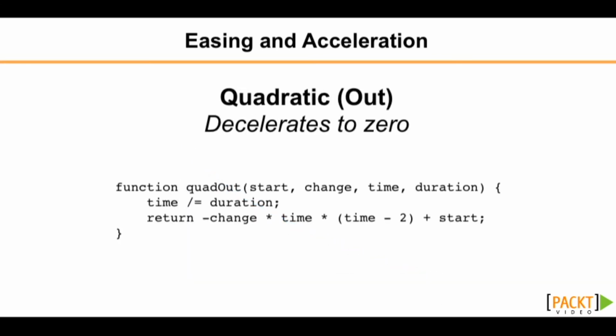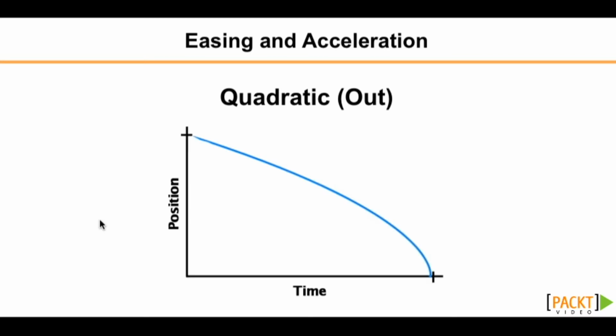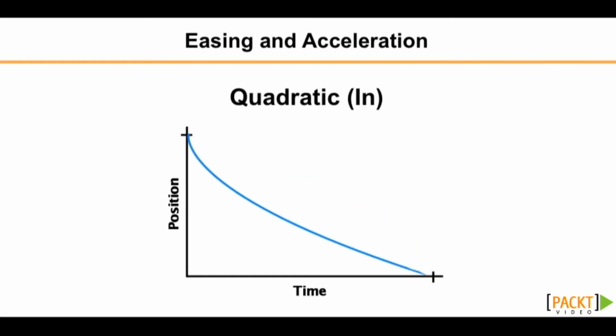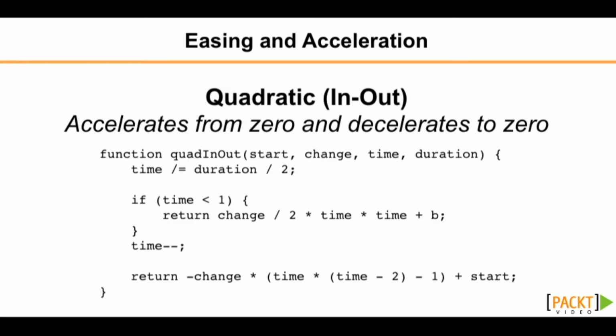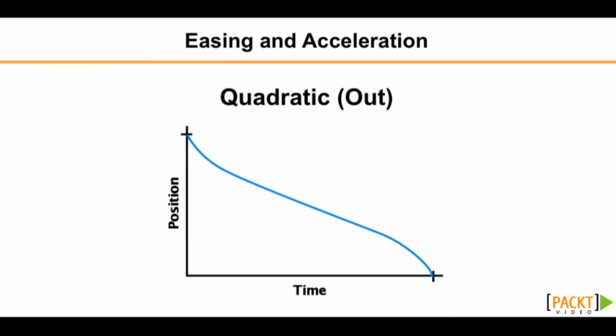In a quadratic out, objects decelerate to 0. This is the formula, and this is the result. So it starts, and then at the end, it starts decelerating. And you'll notice that it is the exact opposite. In a quadratic in-out, objects accelerate from 0, and towards the end, they decelerate to 0. That's the formula, and this is the result. You'll notice that they accelerate at first, and halfway there, they start decelerating.